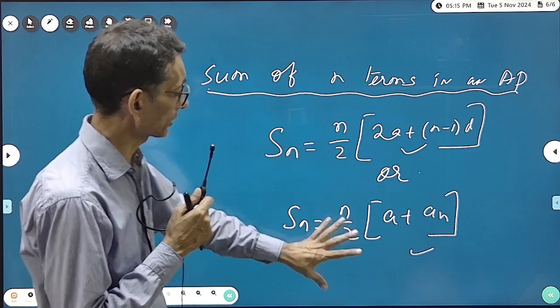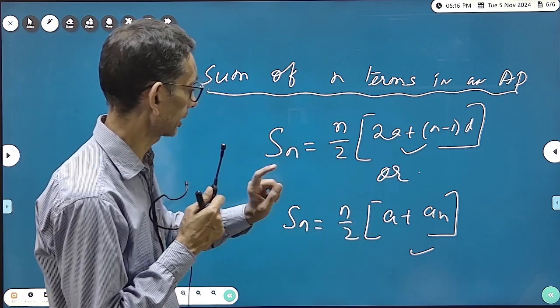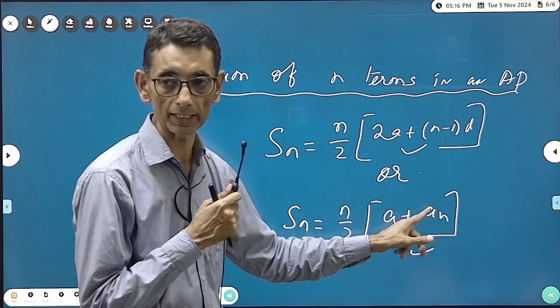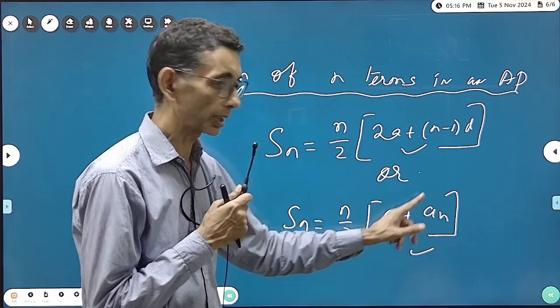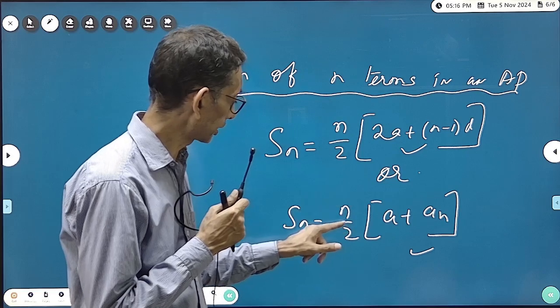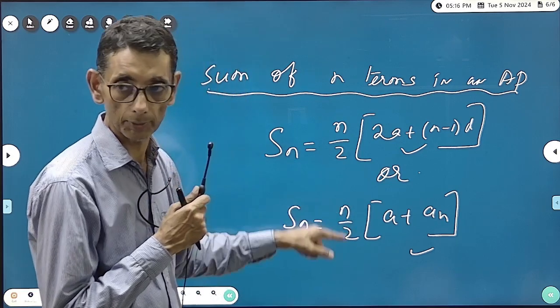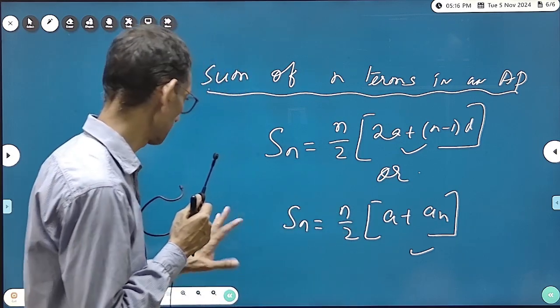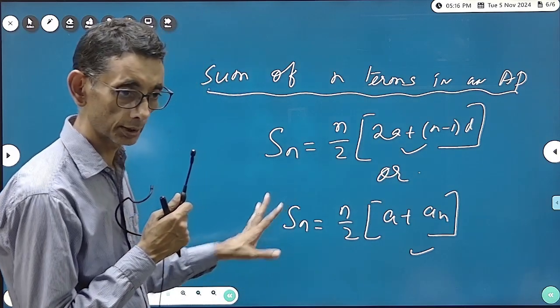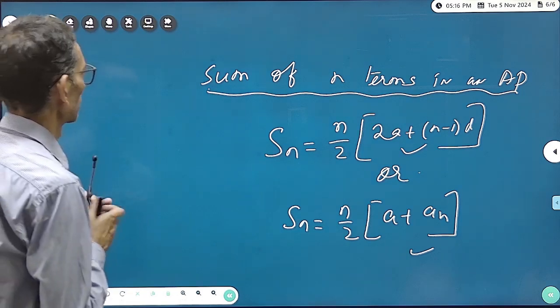Or if you want to use this formula, you need to know the first term and the last term, that means an, the last term. First term plus last term, multiplied by n, the number of terms, divided by 2. So did you note down this formula? You wrote it, right? So let us do a question.